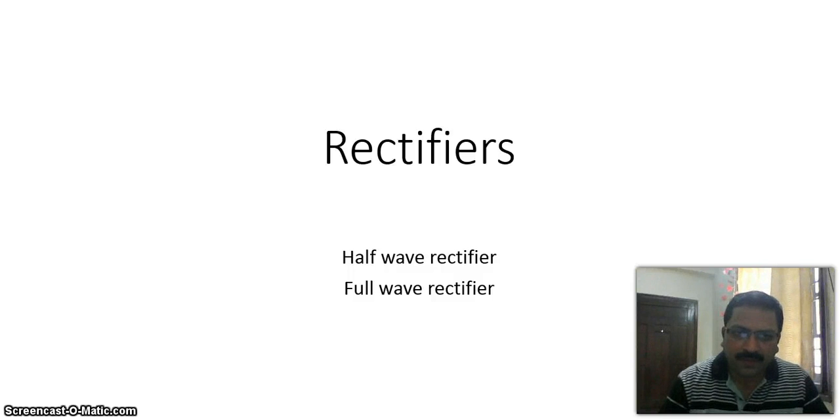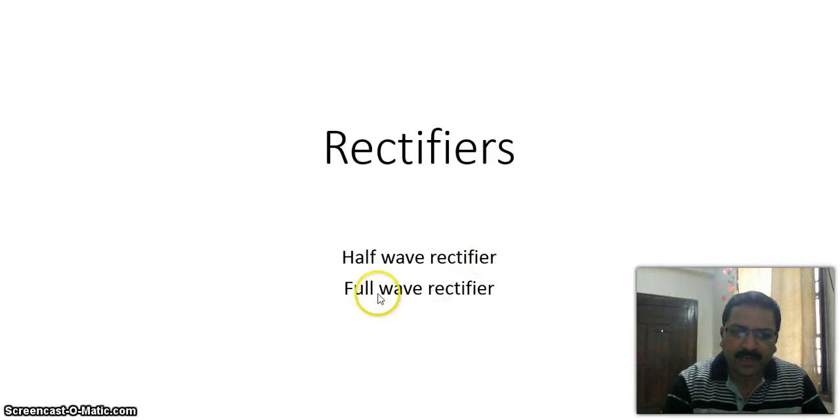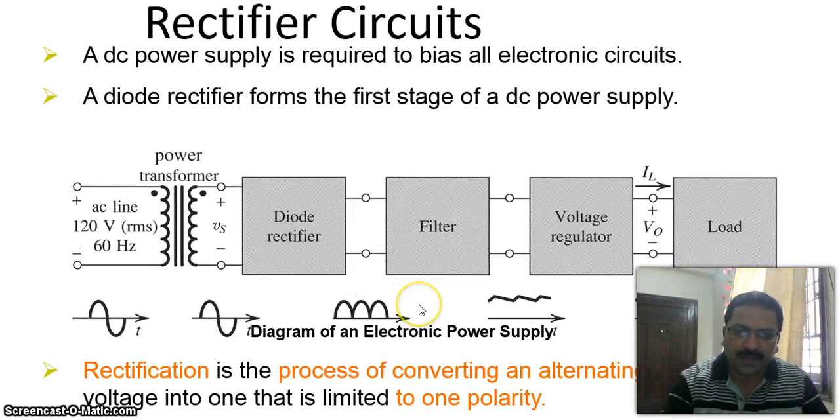In this part of the video, we are going to discuss rectifiers. Generally, rectifiers are of two types: one is the half wave rectifier, and another is the full wave rectifier. These are the basic diagrams of the rectifiers. Rectifier means DC power. From AC power, we are converting AC into DC, and that is called rectification.